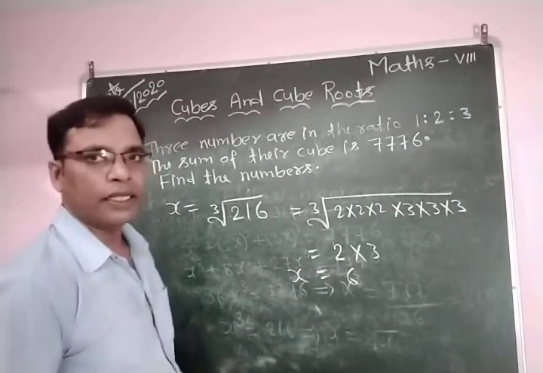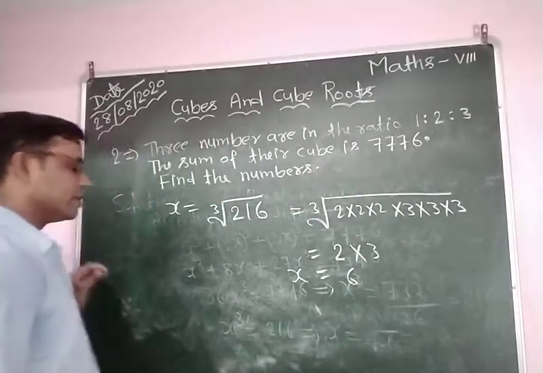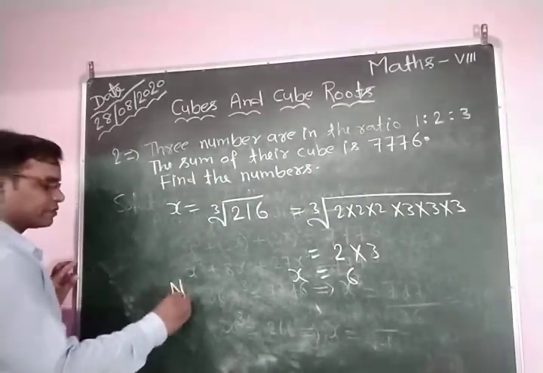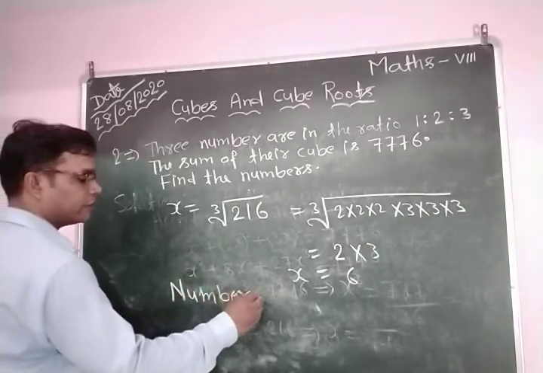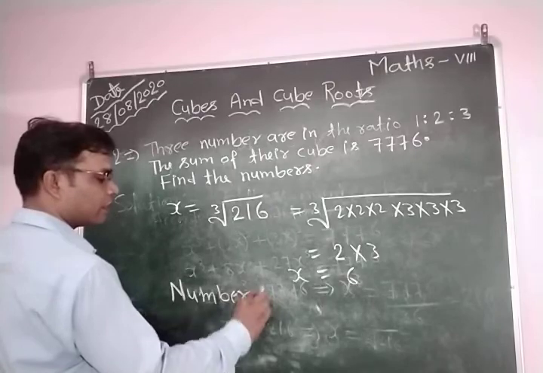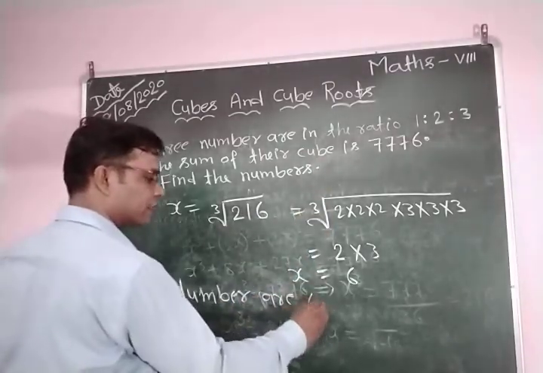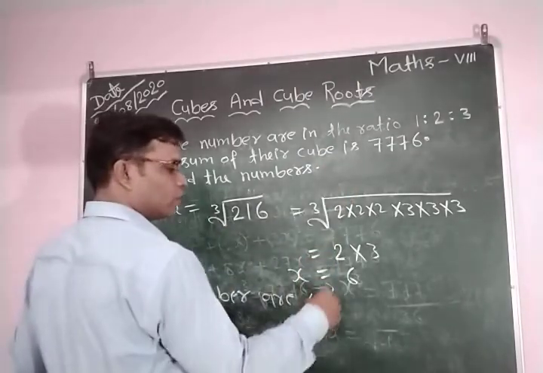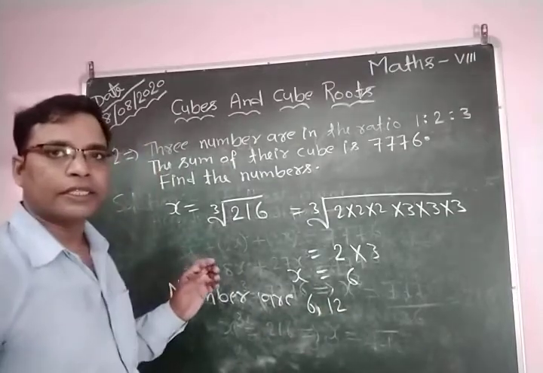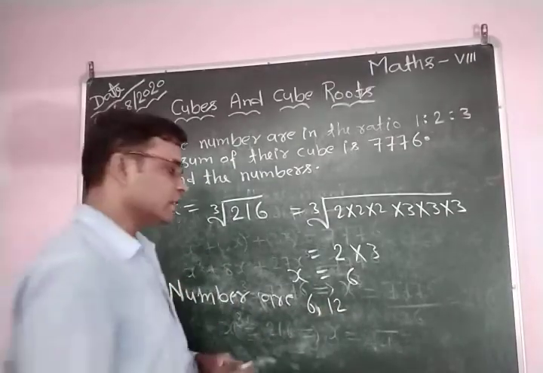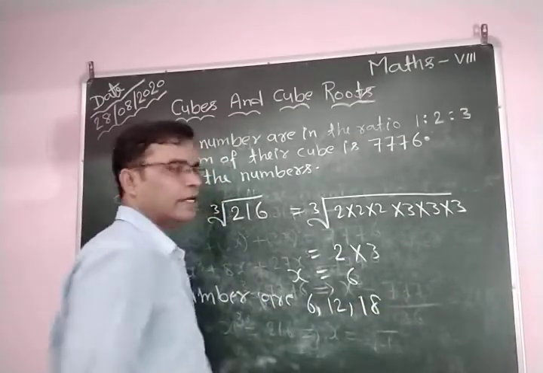So we need to find the numbers. What is our number? So we can say the numbers are 1x means 6, 2x means 2 into 6, 12, and 3x means 3 into 6, 18. This is our required number.